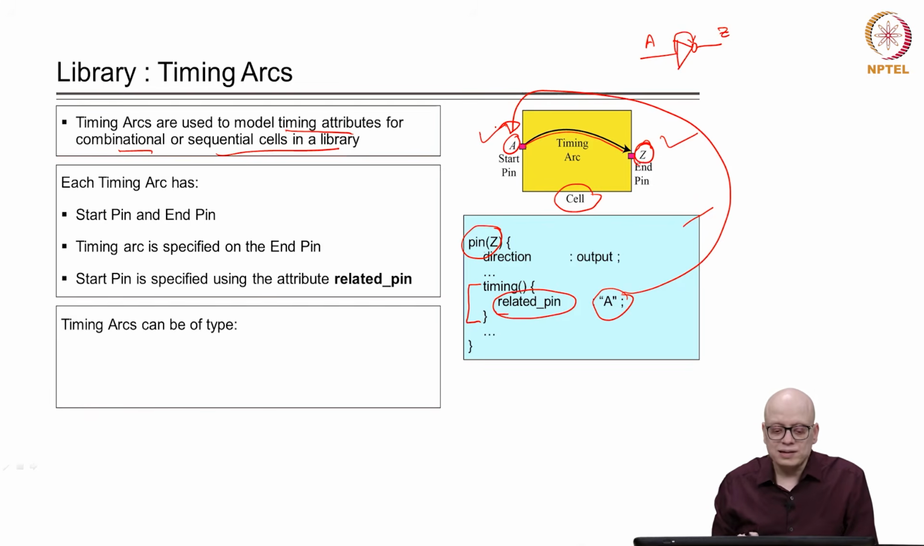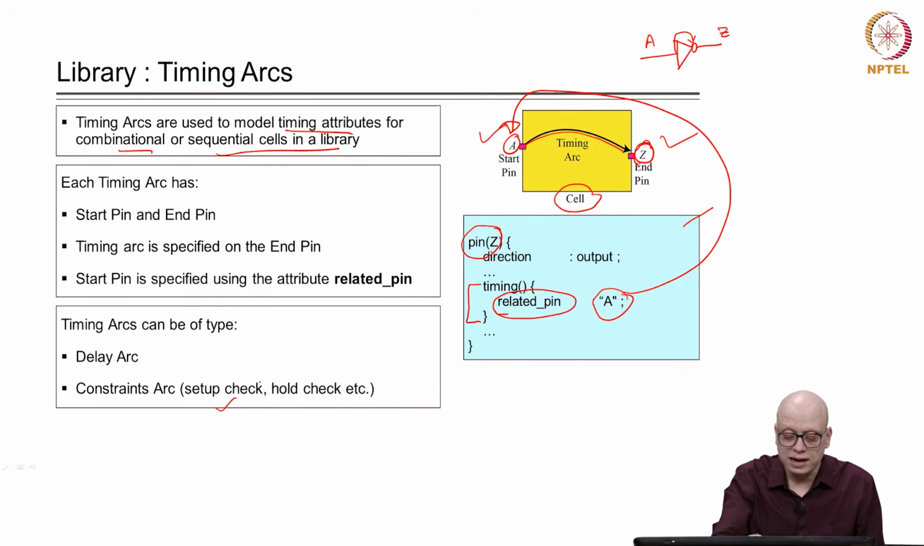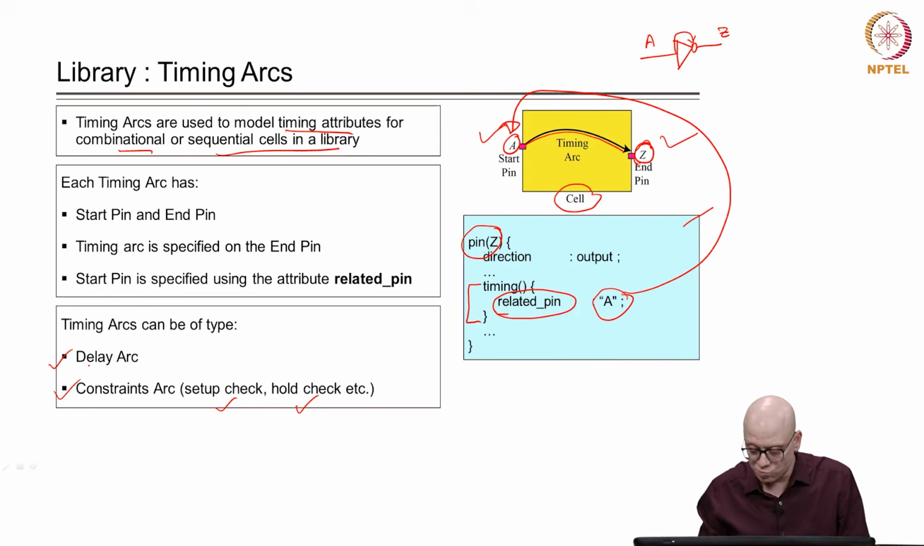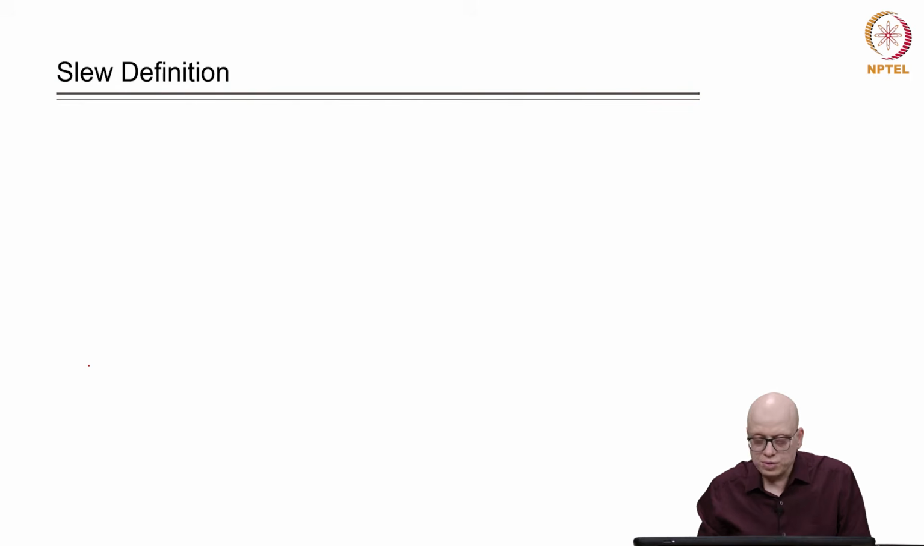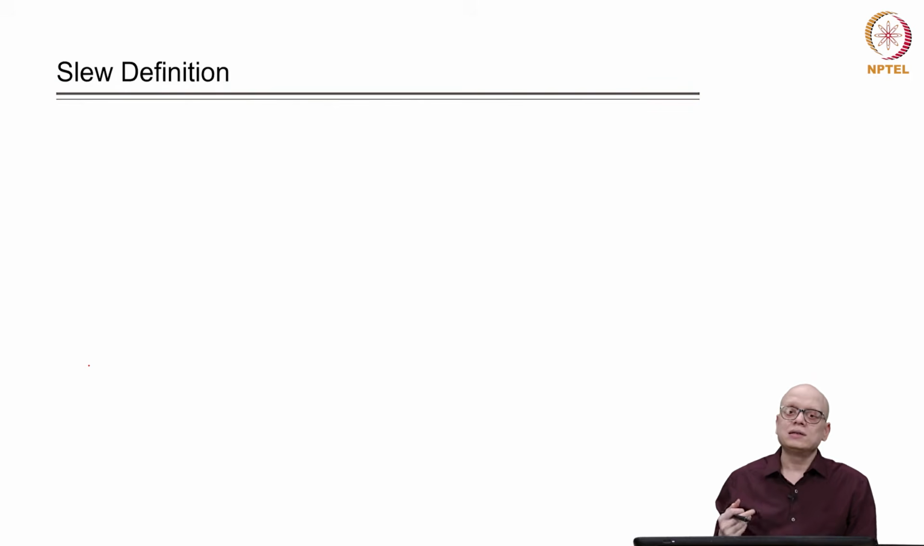Now, timing arcs can be of two types. The first one is the delay arc and the second type is the constraint arc. Constraint arcs are related to setup check and hold check. We will be looking into both types of arc in more detail. Now, what does this timing arc contain? It contains attributes of timing for a given arc. These attributes can be related to slew or to, say, delay.